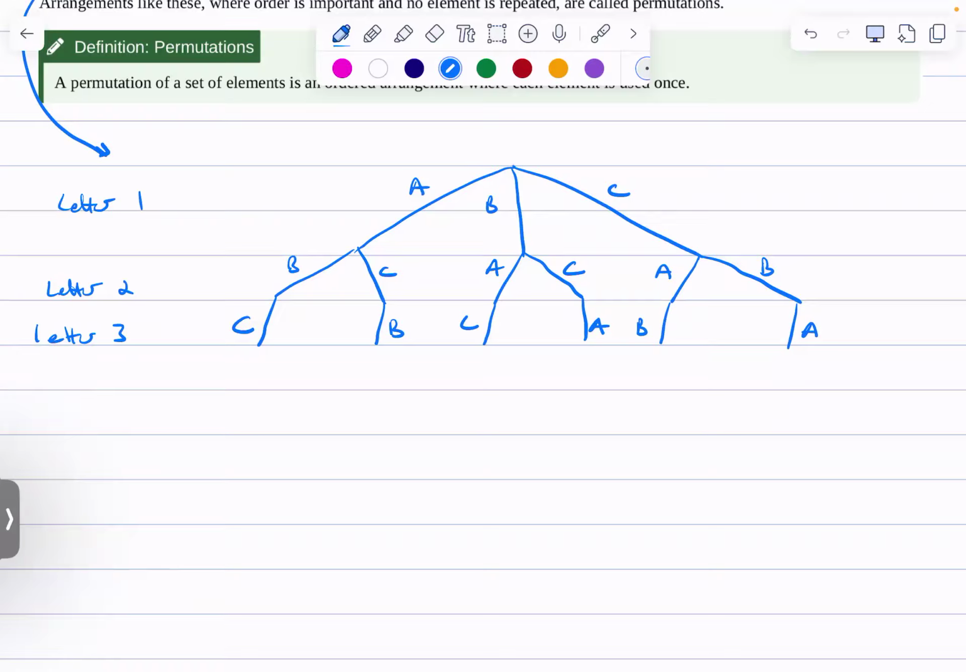And usually what we do is we write the combinations down below. And so you read them down each branch, and then you'll have listed all the different permutations. So A, B, C, A, C, B, BAC, BCA, CAB. Hey, a word, cab. CBA.